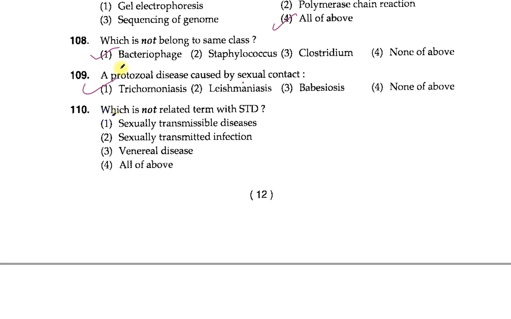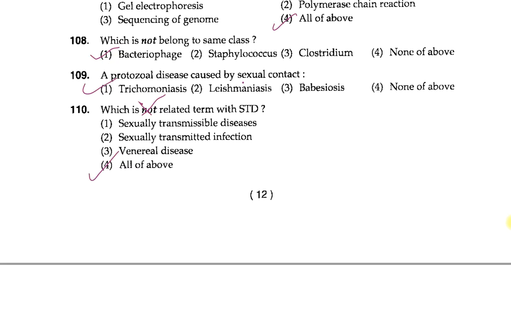Question number 110. Which is not a related term with STD? 1. Sexually transmissible disease, 2. Sexually transmitted infection, 3. Venereal disease, 4. All of the above. Now this question is incorrect because all of these three, sexually transmissible disease, sexually transmitted infection and venereal disease, are the same. They are the diseases which are transmitted sexually. So I could say that if the question were which is a related term with STD, then option 4 would have been correct.